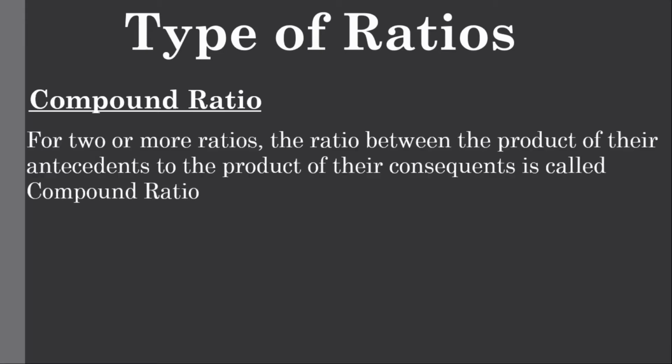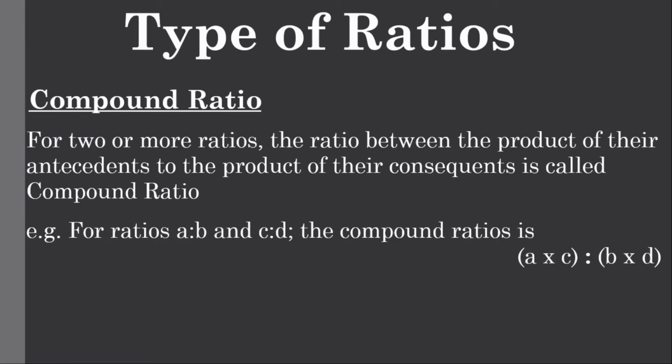Next, we have the types of ratios. The first is the compound ratio. You have heard about the word compound. Compound is nothing but the mixture of two or more things. Here, in the compound ratio, when we have two or more ratios, the ratio between the product of the antecedents to the product of the consequents, we call it a compound ratio.